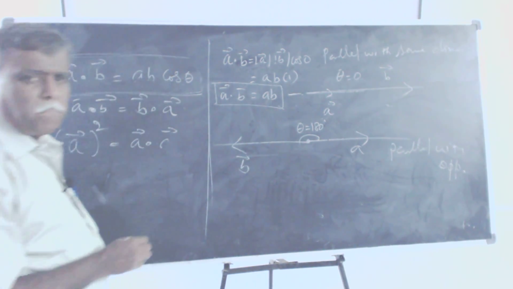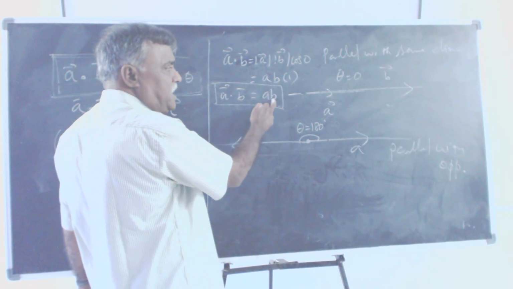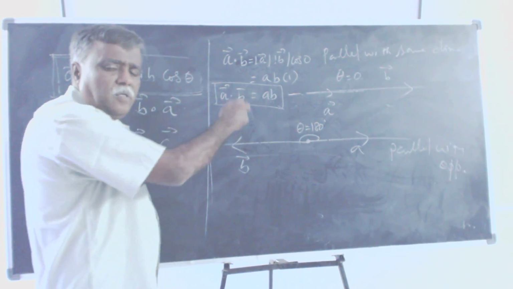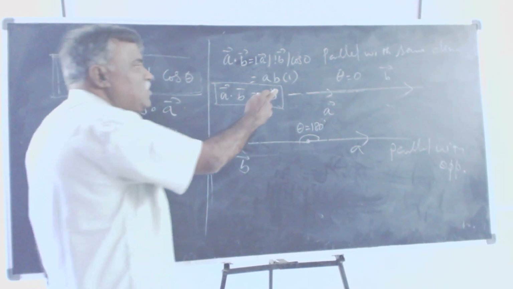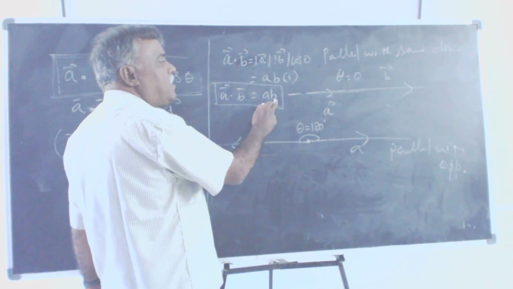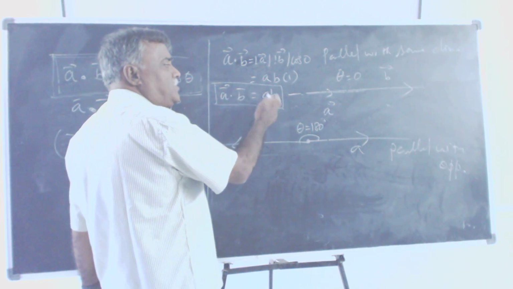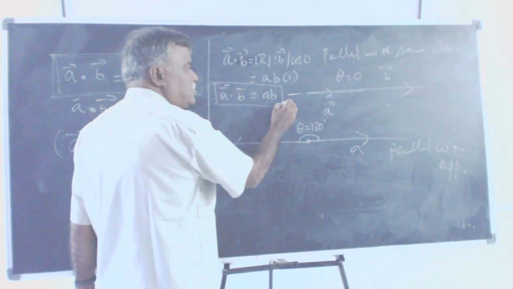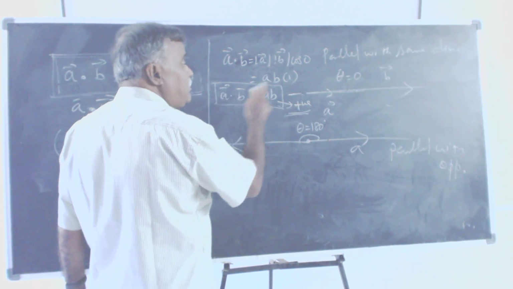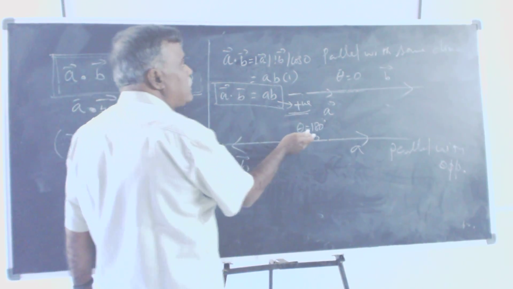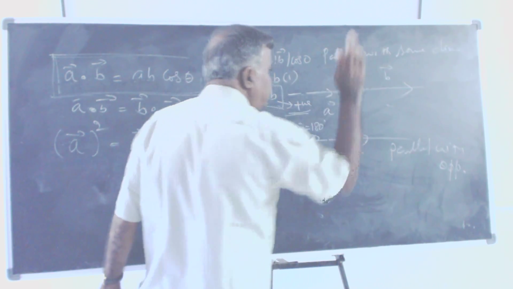AB. A is positive, B is positive, because it is modulus. Modulus means length. Length cannot be negative. Therefore A positive, B positive, both are positive. Positive into positive, positive. Therefore this is positive. So A dot B will be positive when A and B are parallel with the same direction.